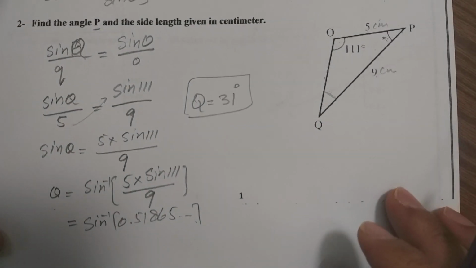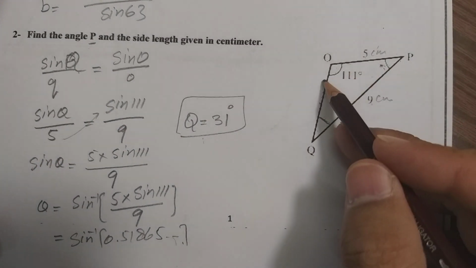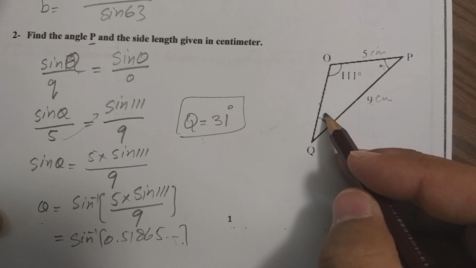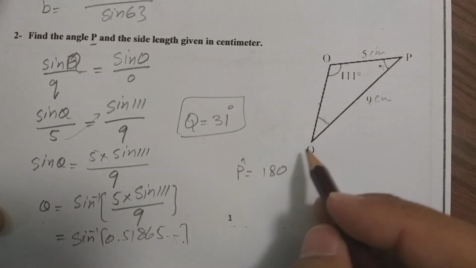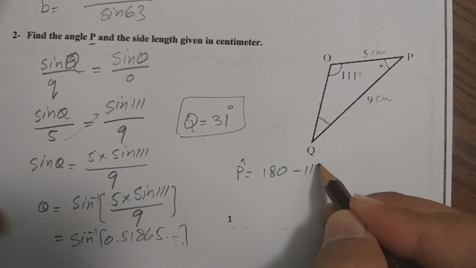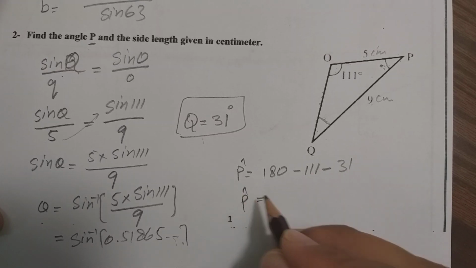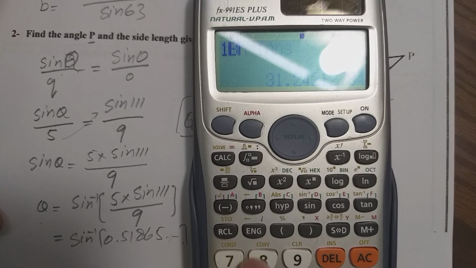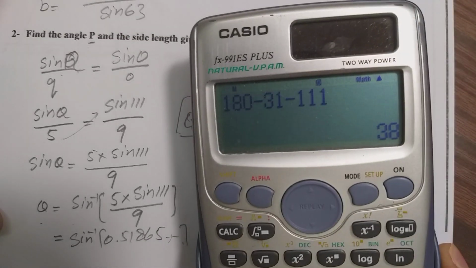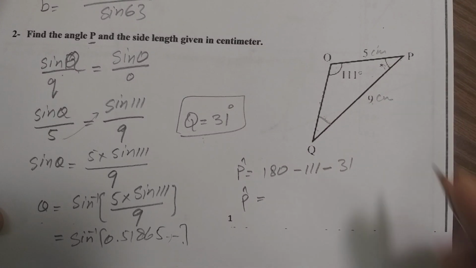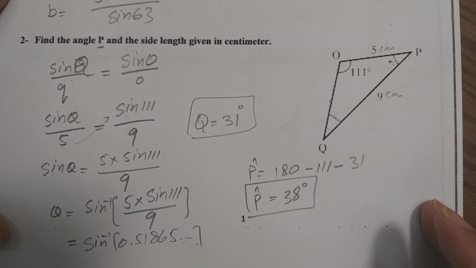This is angle Q, but the question said find angle P. This is not what we need to find. So we know that the total of the angles in a triangle equals 180. So angle P equals 180 minus the two angles given, 111 and 31. So you will find angle P equals 180 minus 31 minus 111, which is 38. So angle P is 38. This is the tricky question.